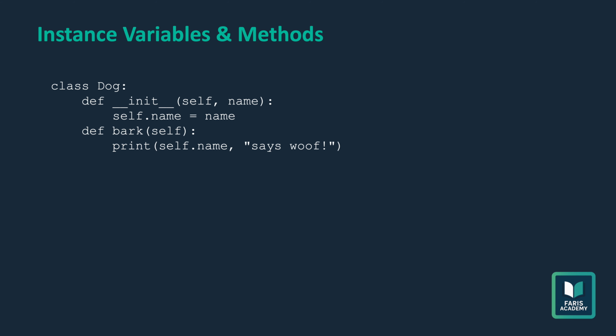Instance variables and methods. Instance variables are unique to each object. Instance methods use the self keyword to access data inside the object. This makes each object behave according to its own state.